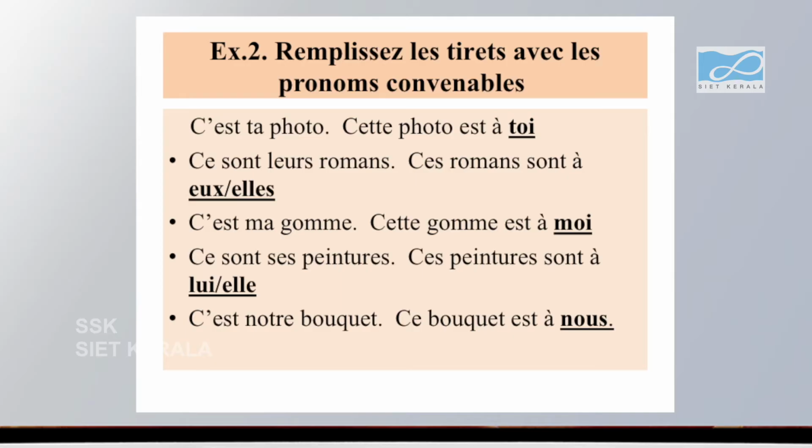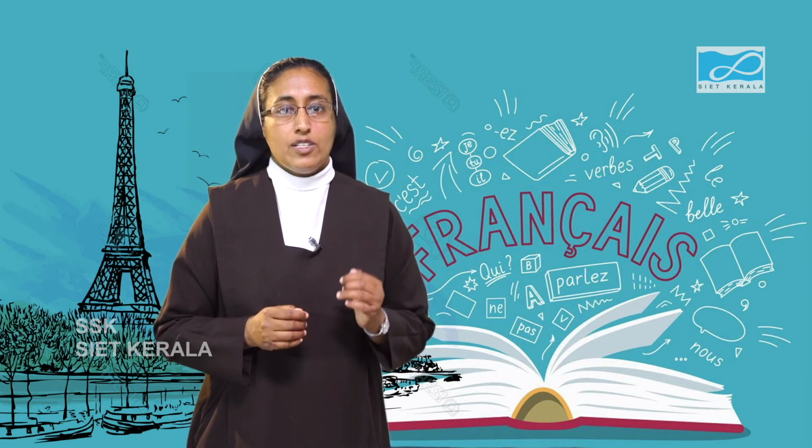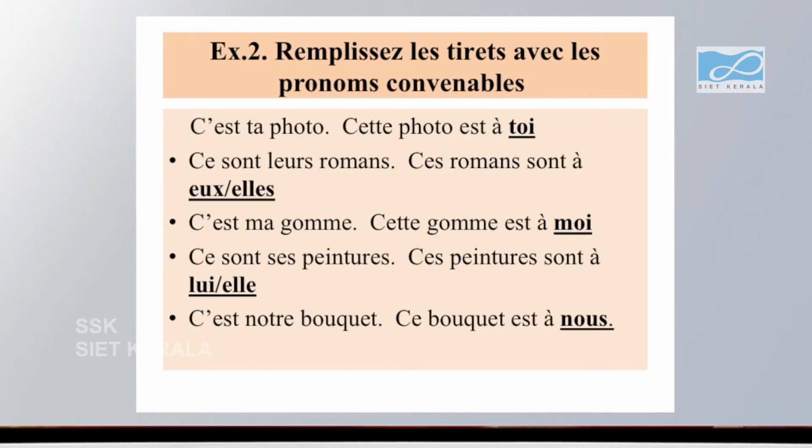Ce sont leurs romans. These are their novels. So, ces romans sont à eux or à elles, both correct because it means these novels belong to them. C'est ma gomme. It's my rubber. So, cette gomme est à moi. I hope you are able to understand what I am telling you. You just have to remember to write the pronom tonique. We have to understand which possessive adjective we are using, okay, corresponding to which subject. Ce sont ses peintures. These are his paintings. Ces peintures sont à lui or à elle. So these paintings belong to him. They could even belong to her. C'est notre bouquet. It's our bouquet. Ce bouquet est à nous.